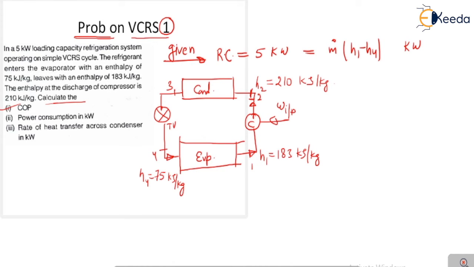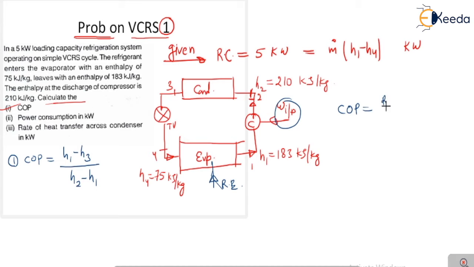So my dear friends, for a VCR system, what is the value of COP? The COP is nothing but (H1 minus H3) upon (S2 minus H1). That means, what is the value of COP? The COP is equal to this refrigeration effect divided by this work input.